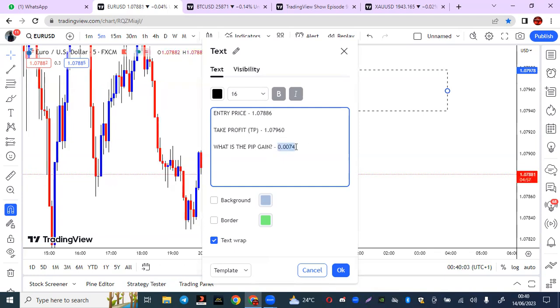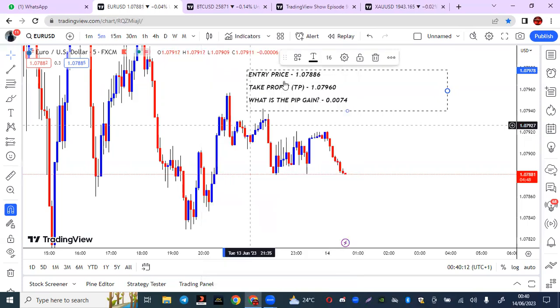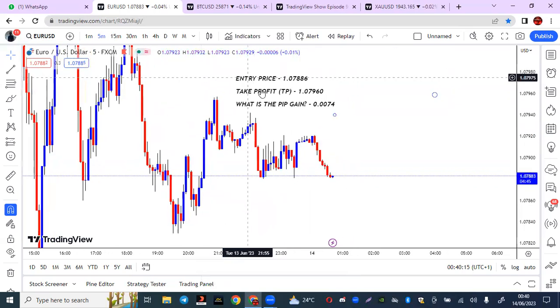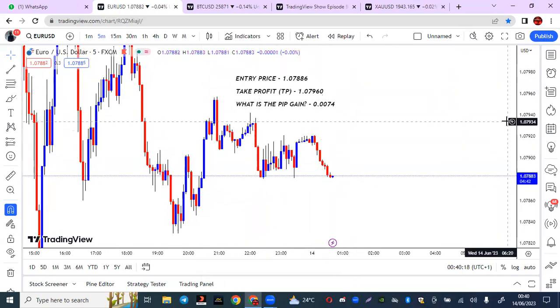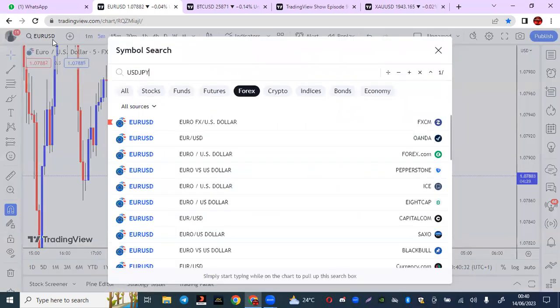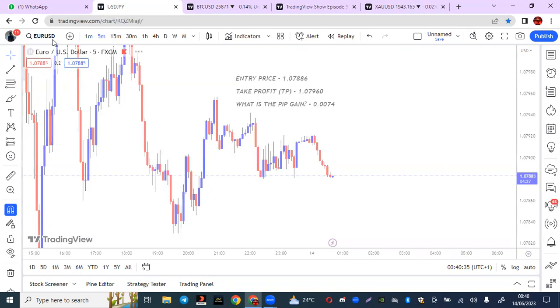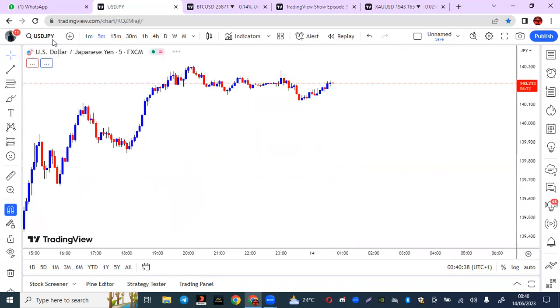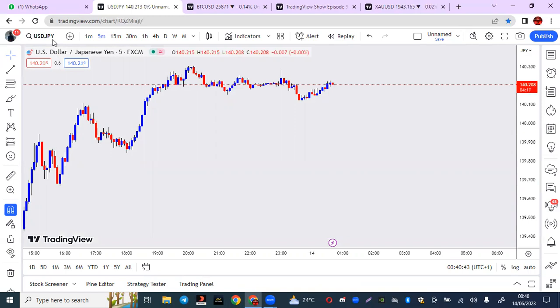This is not the pip gain. This is the price difference, but the pip is not 0.00074. Let me put that here. The simple way to calculate pips is after getting this. We have two kinds of pairs. Some pairs have 4 or 5 units after the decimal, and another type like USD JPY, GBP JPY have just 2 or 3 after the decimal point. This one has 140.213, so this one has 3.